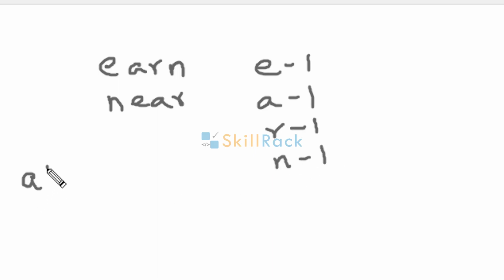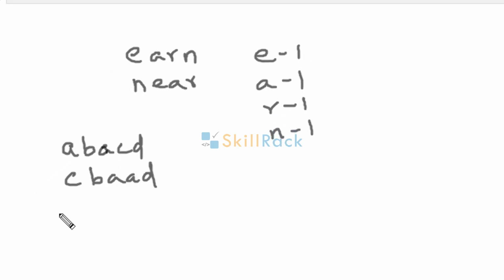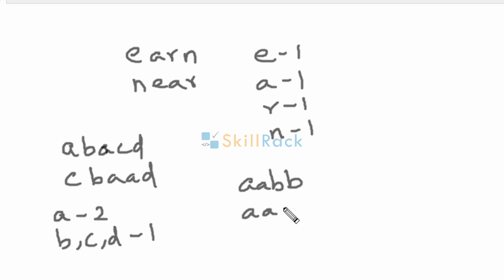Suppose we had A, B, A, C, D. Then consider C, B, A, D. Both are anagrams because they contain A twice and B, C, D once. But A, A, B, B and A, A, A, B are not anagrams because the first string contains A twice, but the second string contains A thrice. So they are not anagrams. So based on this discussion, let us solve the program in Python.